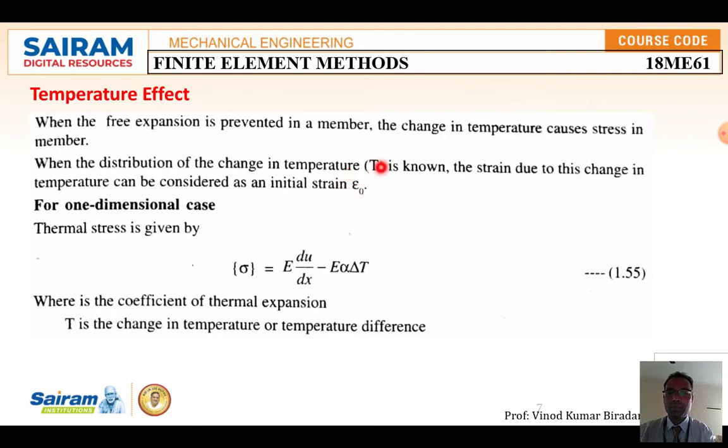Here T is the temperature and epsilon naught is the initial strain. For a one dimensional problem, the thermal stress is given by sigma equal to E du by dx minus E alpha delta T, where E is the material property, alpha is the coefficient of thermal expansion, and delta T is the change in temperature. Call this equation number 1. The first term is the total change and the second is the initial value.